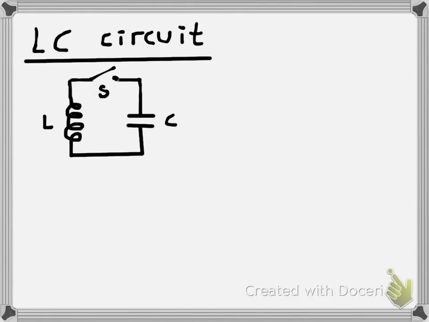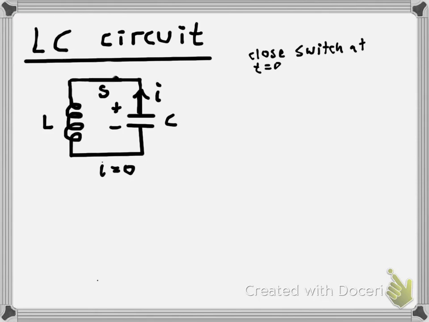Hello there. In this video I'm going to discuss an LC circuit, that is a circuit made of an inductor and a capacitor. We're going to start with the switch open and the capacitor fully charged. So the current in the circuit is going to be 0 and the capacitor charge is as you can see in the picture. So at t equals 0 we close the switch. At that moment the current is going to start flowing out of the capacitor, discharging the capacitor.